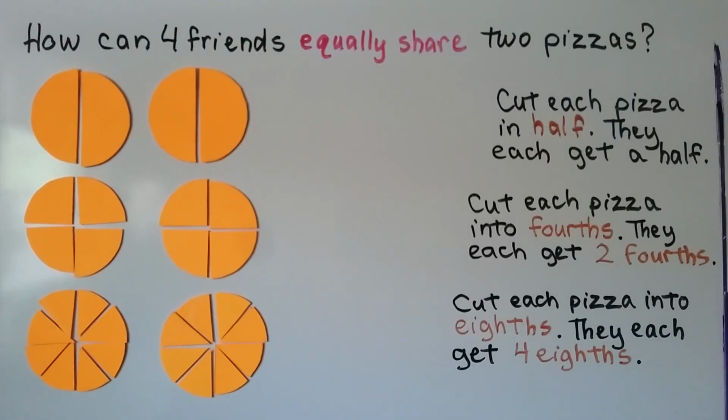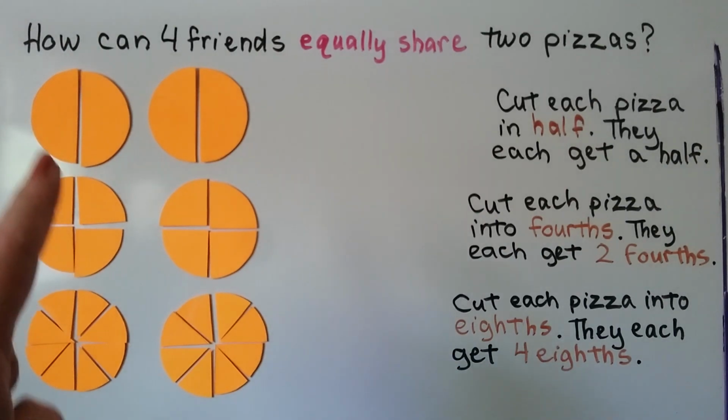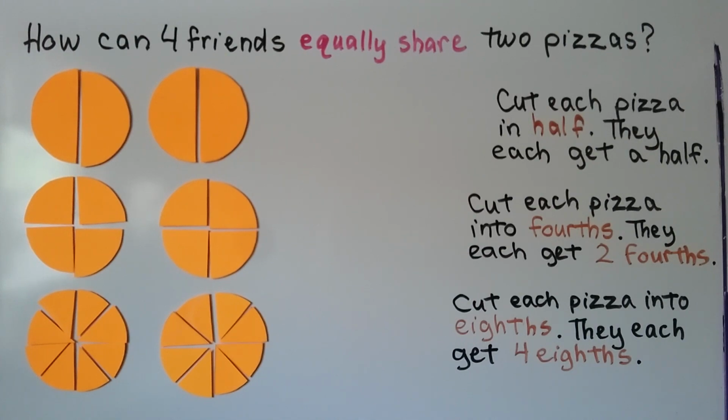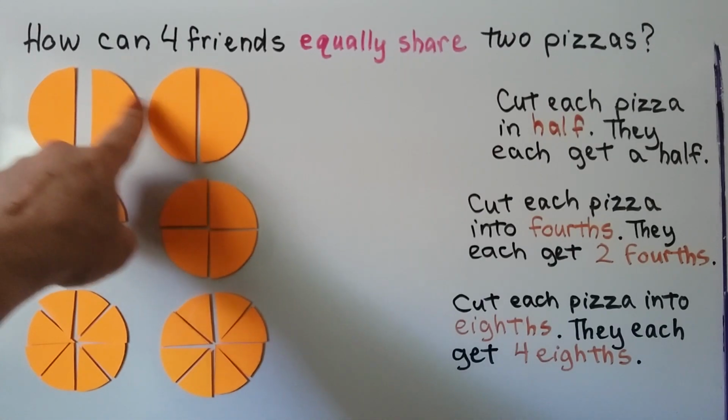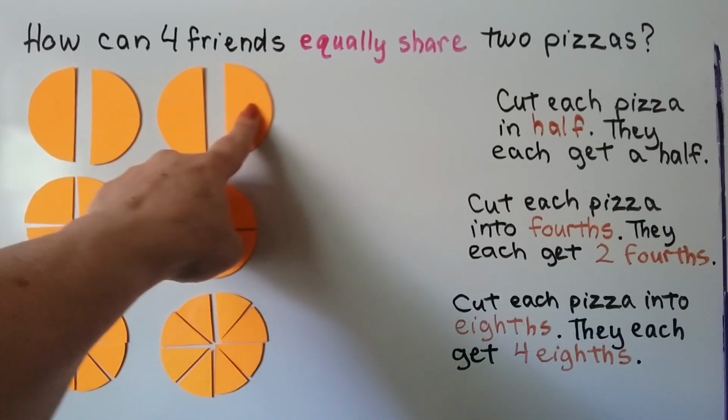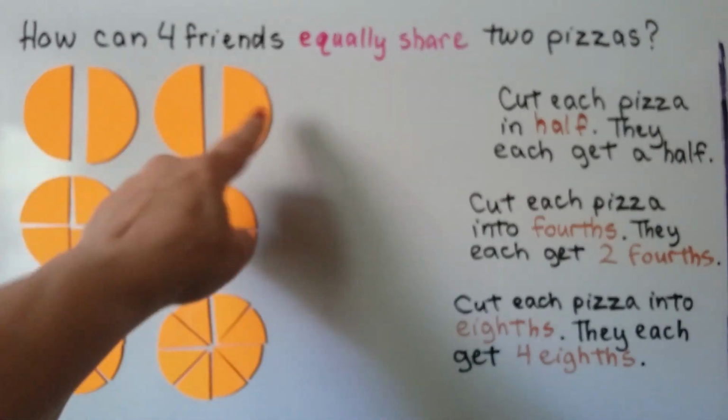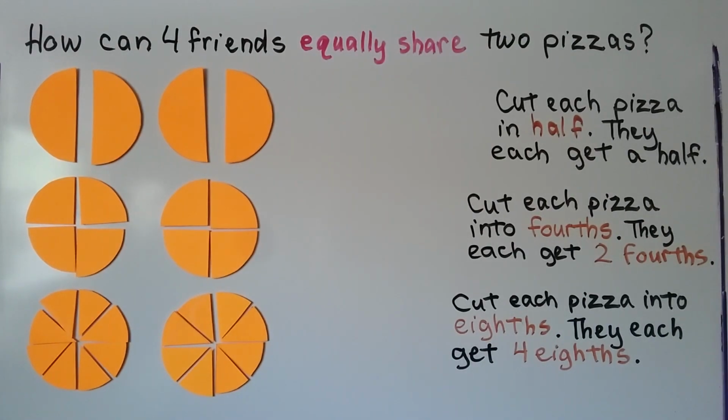How can 4 friends equally share 2 pizzas? They can cut the 2 pizzas in half, and they would each get a half. We have 4 friends. That would be 1 friend, the 2nd friend, the 3rd friend, and the 4th friend. We have 4 equal shares.